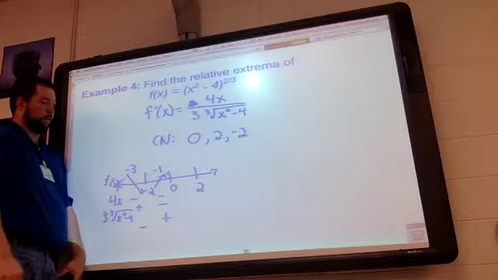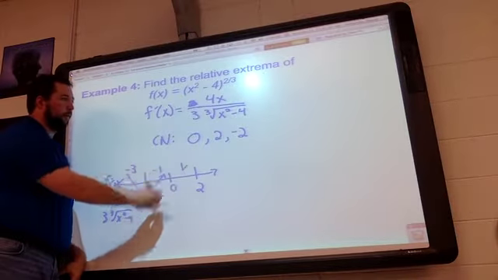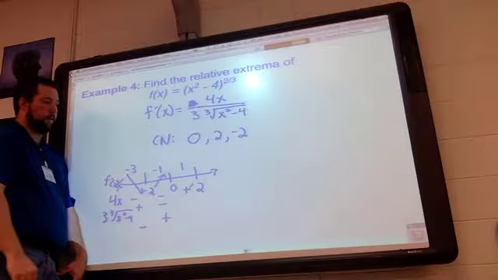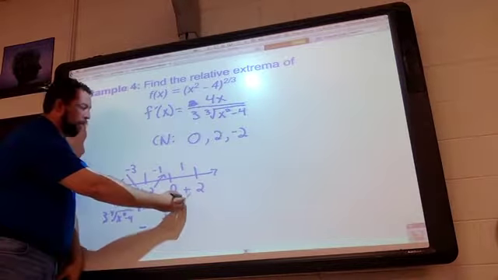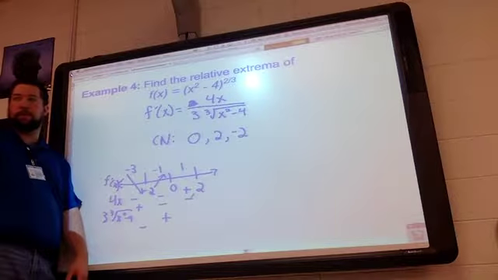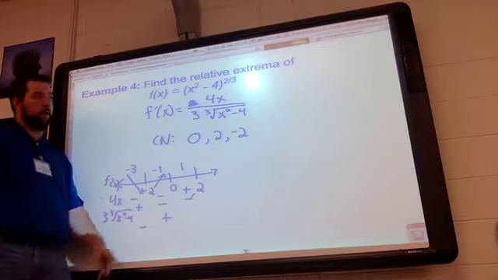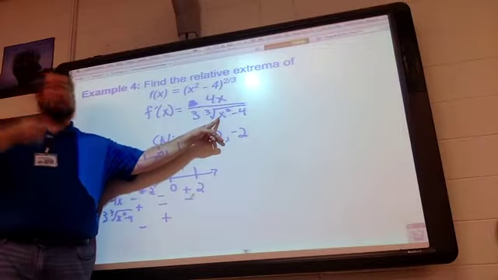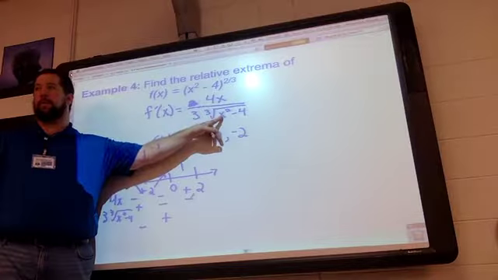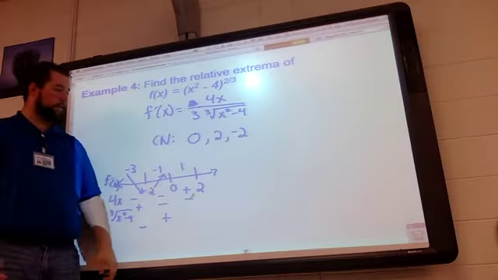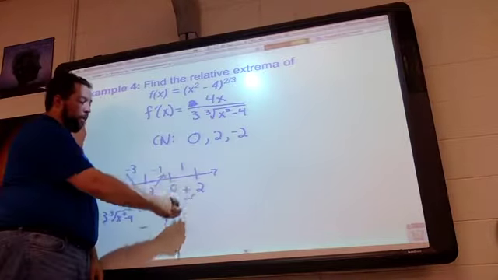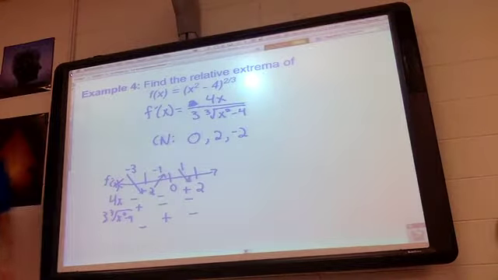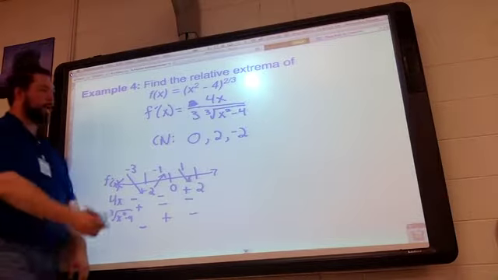If I plug a 1 in, the top is going to be positive. The bottom is going to be negative, exactly the same as we just did. 1 squared is 1, 1 minus 4 is negative 3. The cube root of negative 3 is going to be negative. So overall it's negative, so it's decreasing.